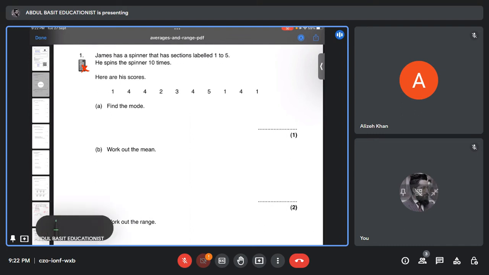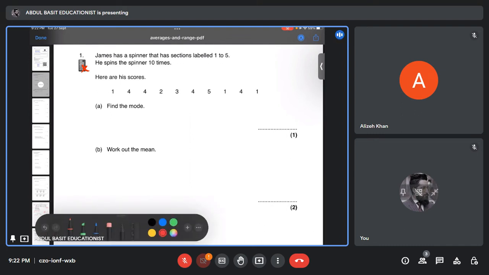Okay, everybody. In this video, I'll be teaching you guys about the mean, median, and mode. James has a spinner that has sections labeled 1 to 5. He spins the spinner 10 times, and here are the scores. Find the mode. As in my previous lecture, I told you what a mode is.